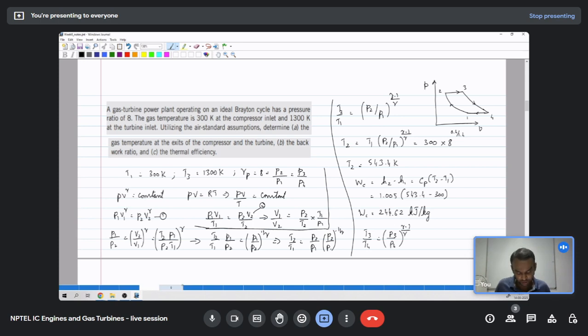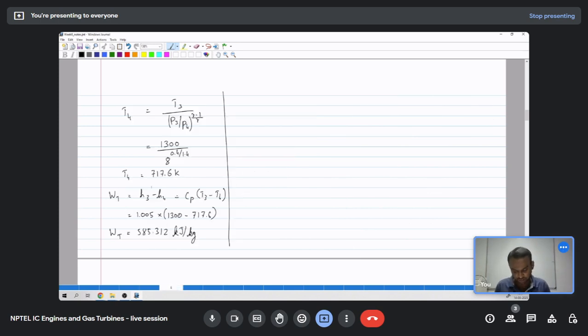So now we have calculated the gas temperature at the exits of the compressor and turbine. At the compressor exit we had 543 Kelvin, that is T2, and similarly at the turbine exit we had T4 as 717.6 Kelvin. We have also calculated the compressor and turbine work. Now we can calculate the back work ratio.